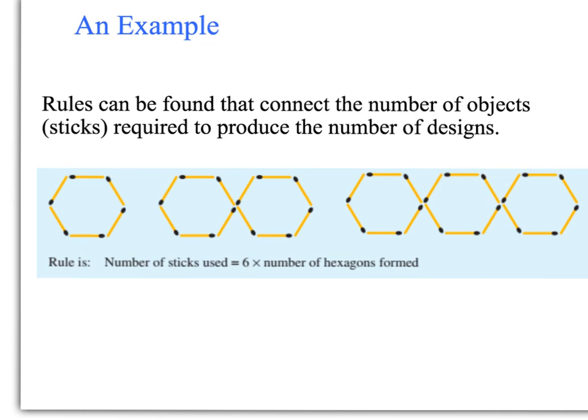Alright, so here's another example. So rules can be found that connect the number of objects required to produce the number of designs. So here the rule is for each hexagon you need 6 sticks. So it's 6 times however many hexagons there are, that's the rule. So for 2 hexagons you need 2 times 6, which is 12. 3 hexagons, 3 times 6, which is 18.